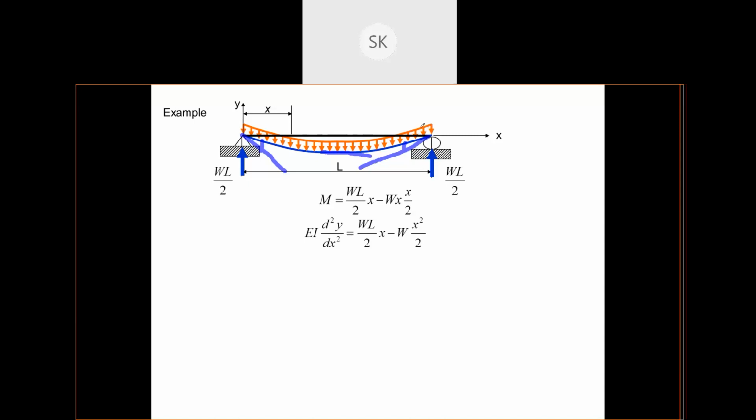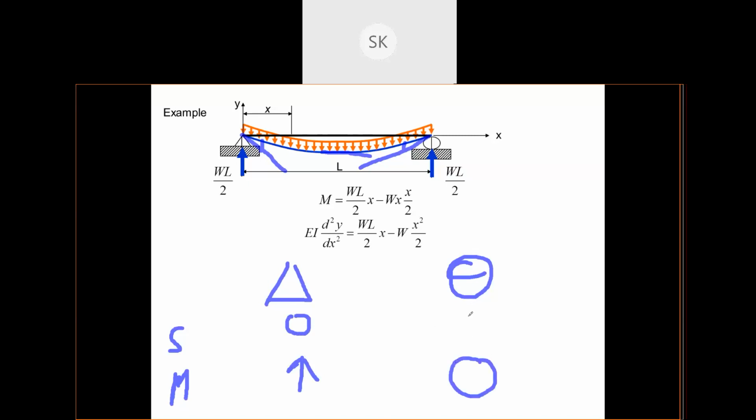There is a convention. I'm representing deflection by delta (triangle) and slope by theta. So at support your deflection is 0, and at midspan your deflection is maximum. But in the slope case, at the midspan your slope is 0 and at the support it is maximum. This is deflection, this is slope.